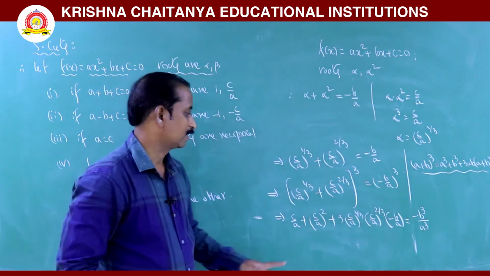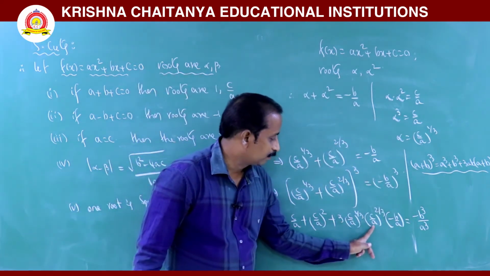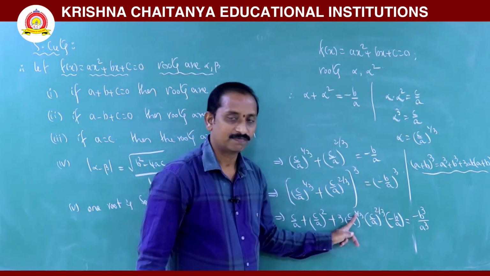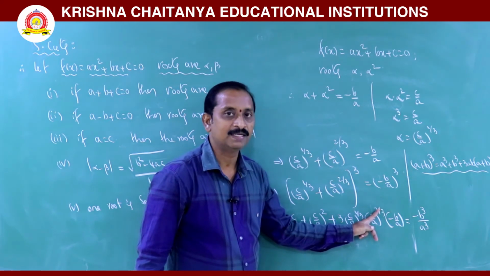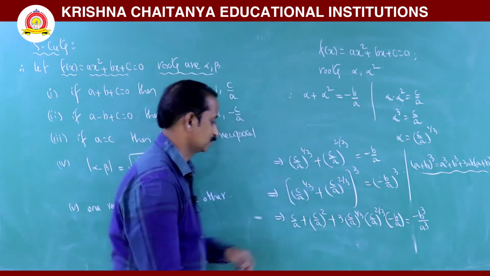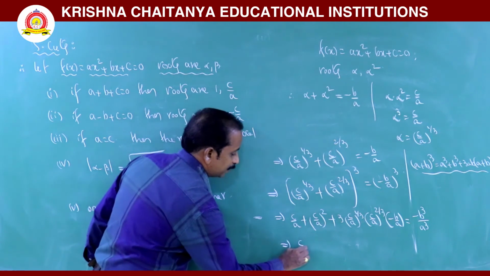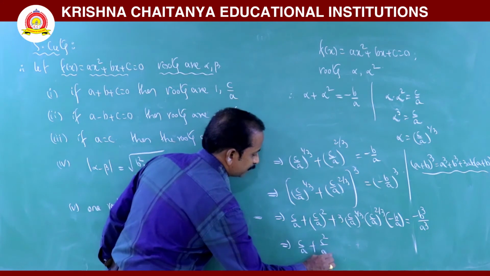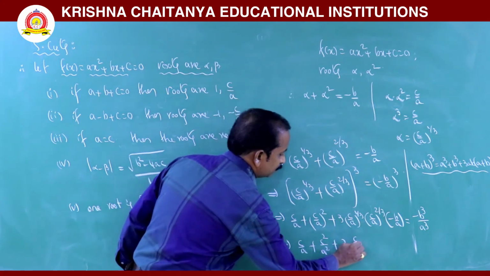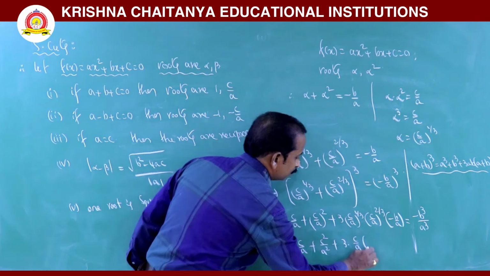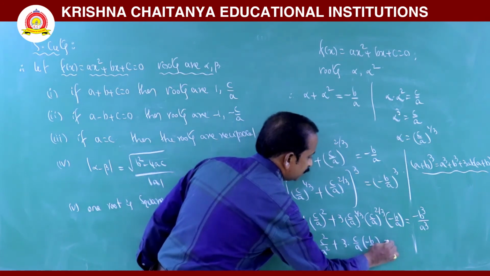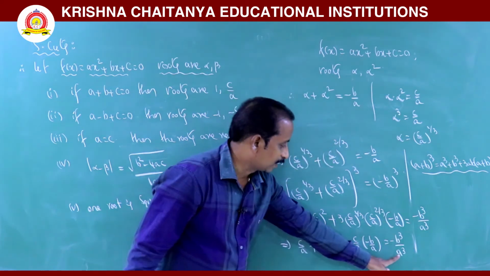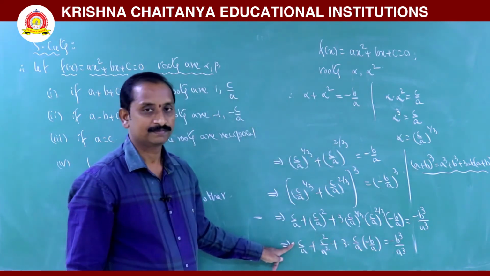Now here observe, bases are equal, so powers are added. So c by a whole to the power of 1 by 3 plus 2 by 3, that is 3 by 3, which is equal to 1. So I can write c by a plus c by a whole square, means c square by a square, plus 3 into c by a into minus b by a is equal to minus b cube divided by a cube. We cross multiply a cube.